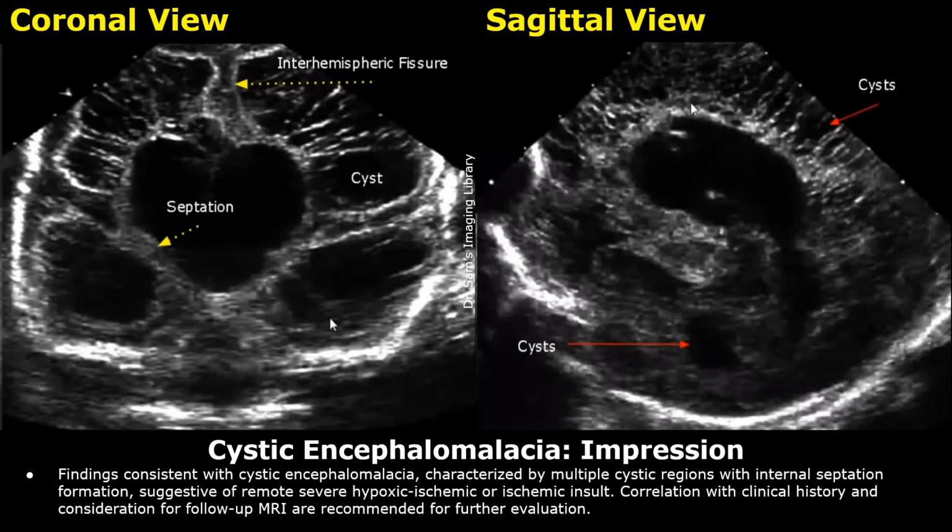Findings consistent with cystic encephalomalacia, characterized by multiple cystic regions with internal septation formation, suggestive of remote severe hypoxic ischemic or ischemic insult. Correlation with clinical history and consideration for follow-up MRI are recommended for further evaluation.